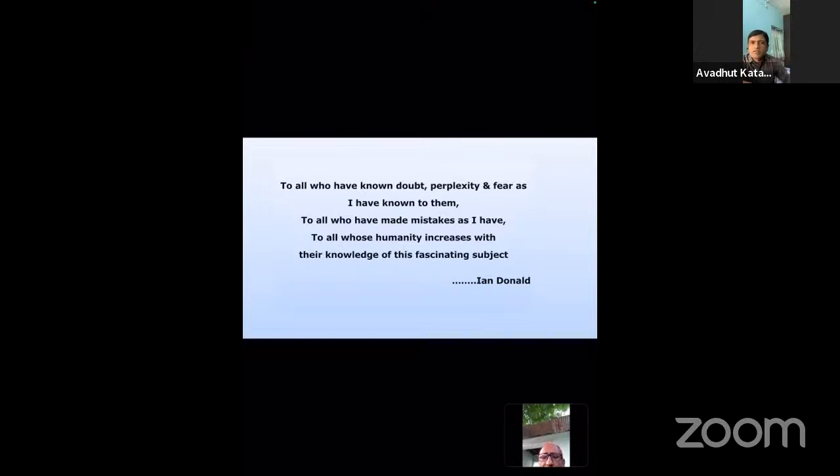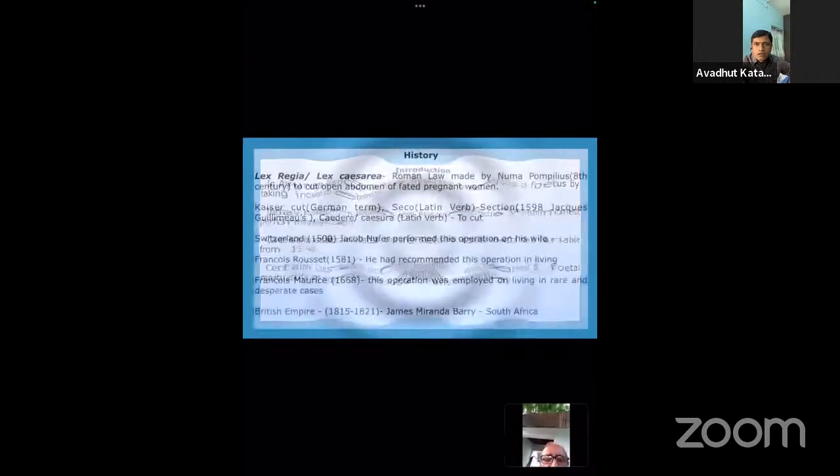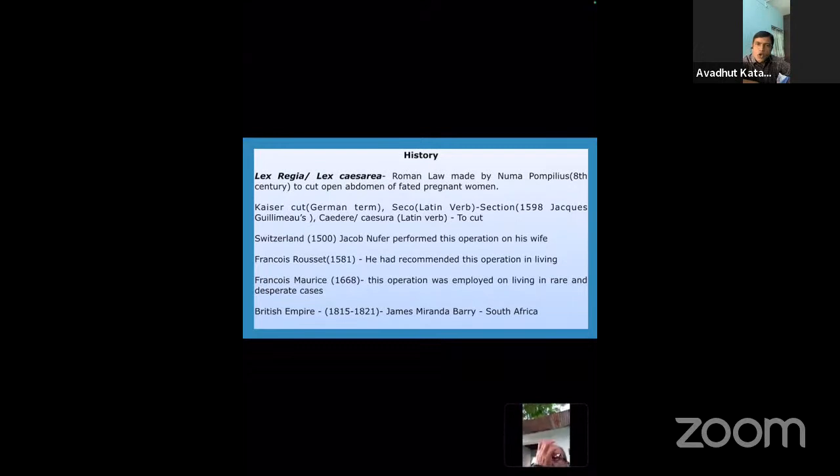I will start with this. The word cesarean section has some history. There was a Roman law made in the time of Numa Pompilius, a Roman emperor, in which he ordered that the abdomen of a fated or dying woman be cut open. In our Ayurvedic Samhitas also, in the management of Mudhagarbha, the same thing has been written. Bastamara vipannaya kukshi praspandate yadi, tatkshanat janma kale patet tato uddharet bhishak. When the woman is fated or dying and her abdomen is pulsating, then you have to cut open the abdomen and extract the fetus.